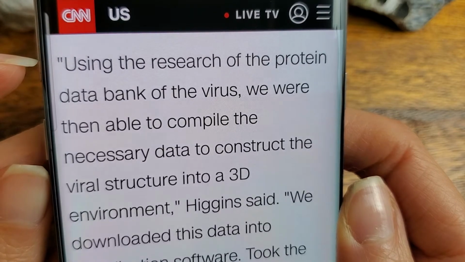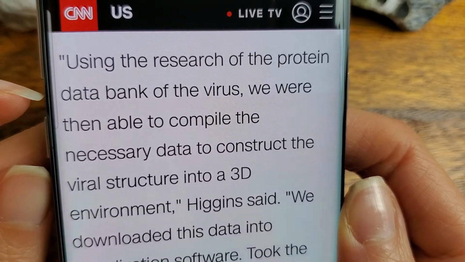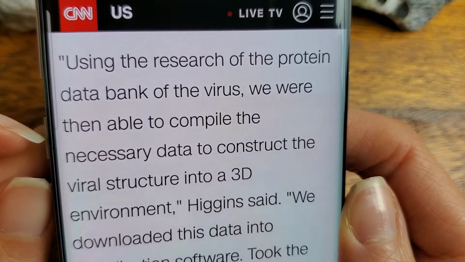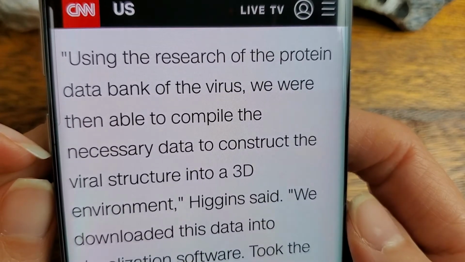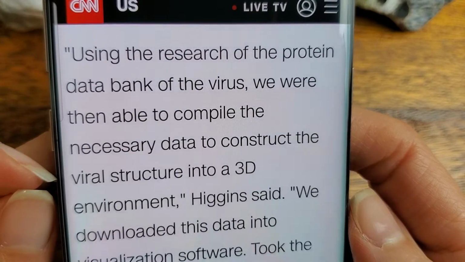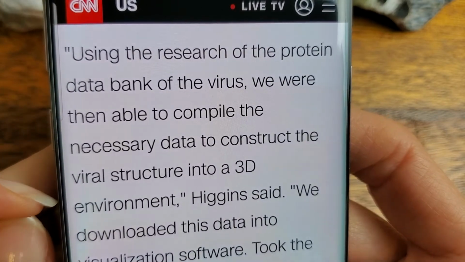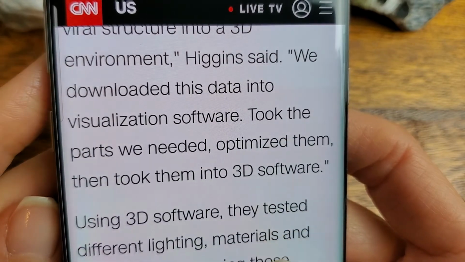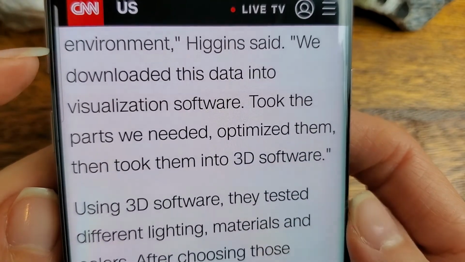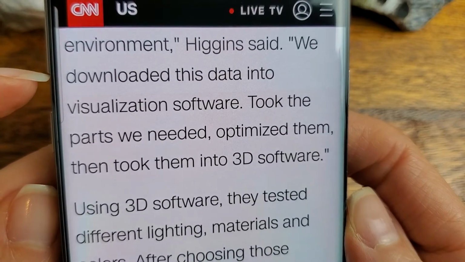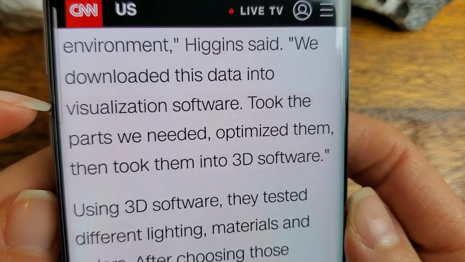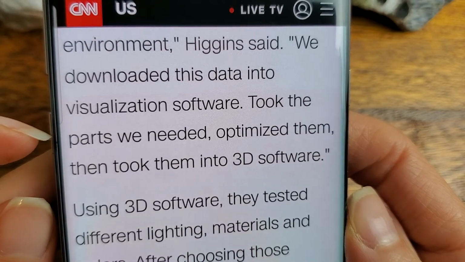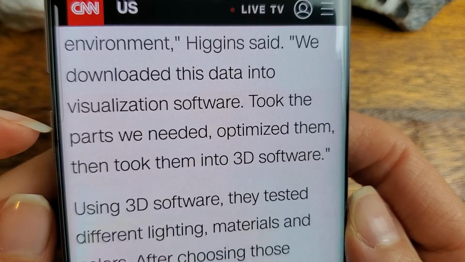Using the research of the protein databank of the virus, we were then able to compile the necessary data to construct the viral structure into a 3D environment, Higgins said. We downloaded this data into visualization software, took the parts we needed, optimized them, then took them into 3D software.